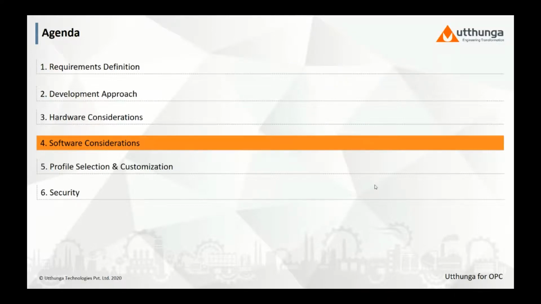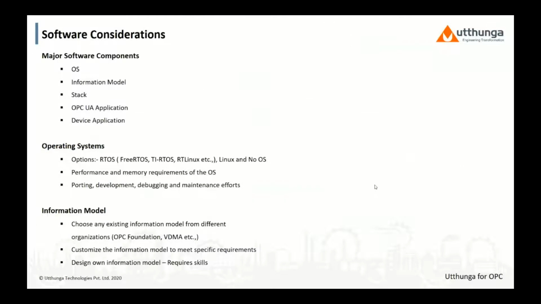We'll look at software considerations. The major components of any embedded OPC implementation are the OS, information model, stack, and the device application. For operating systems, there are different considerations: FreeRTOS, TI-RTOS, RT Linux, VxWorks, and of course a pure embedded solution with no OS can also be considered. So the performance and memory requirements of the OS need to be looked at.